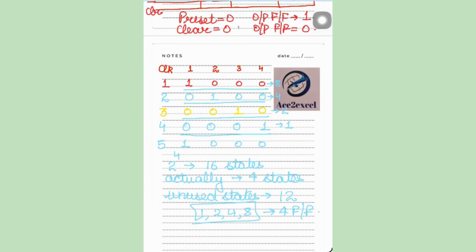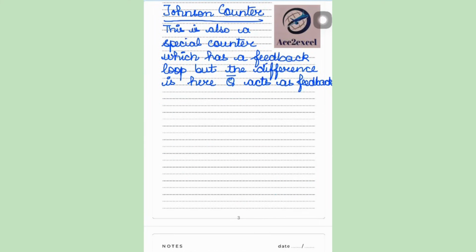Next, the second category of special counters is the Johnson counter. Johnson counter is also known as twisted ring counter. Do keep in mind the other name of this counter. It is known as twisted ring counter.